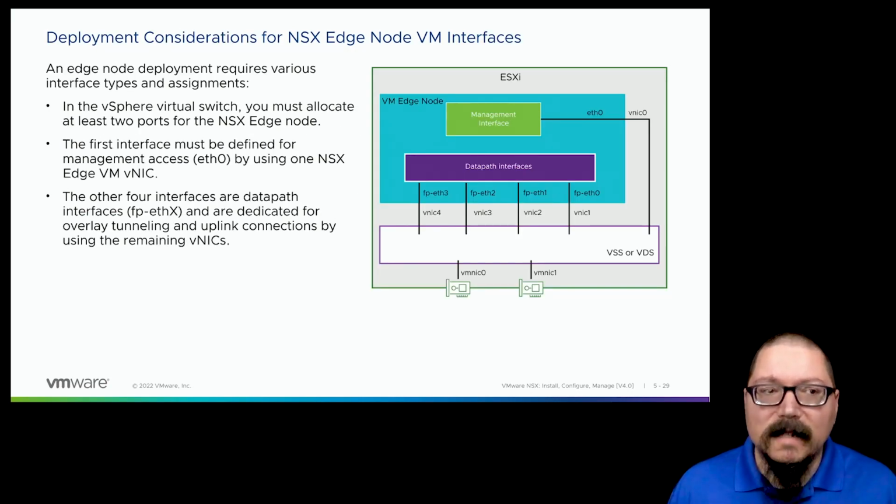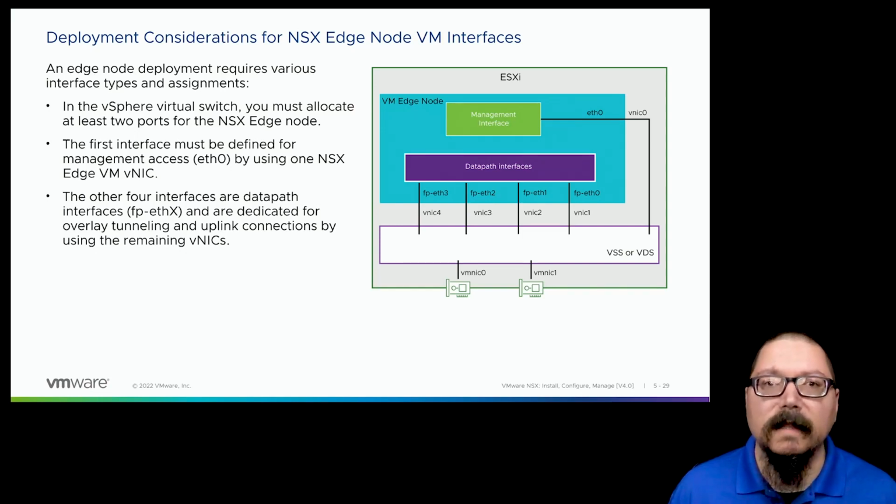Now, when I deploy a virtual edge, specifically a virtual edge, I'm going to deploy a virtual edge that's going to have 5 virtual NICs attached. The first virtual NIC is always going to be claimed by the operating system for management, right? That's going to be connected to my management port group on my distributed switch, and that's dedicated for management. So network adapter 1, as it would be labeled if you look at the actual virtual machine, is going to be connected to my management port group. And that leaves me 4 other virtual NICs for my data path.